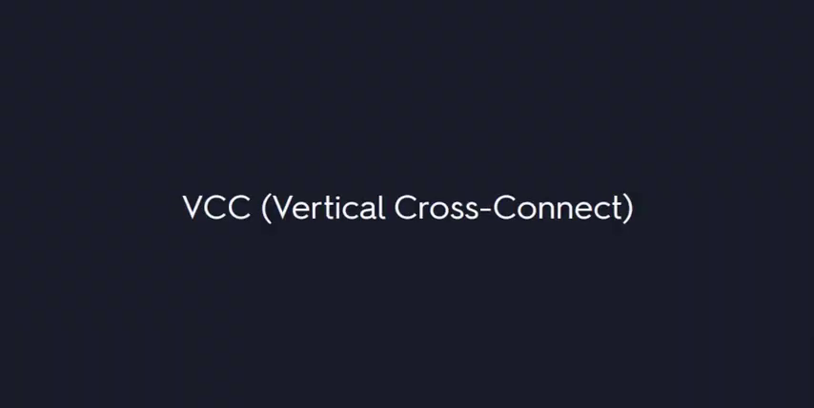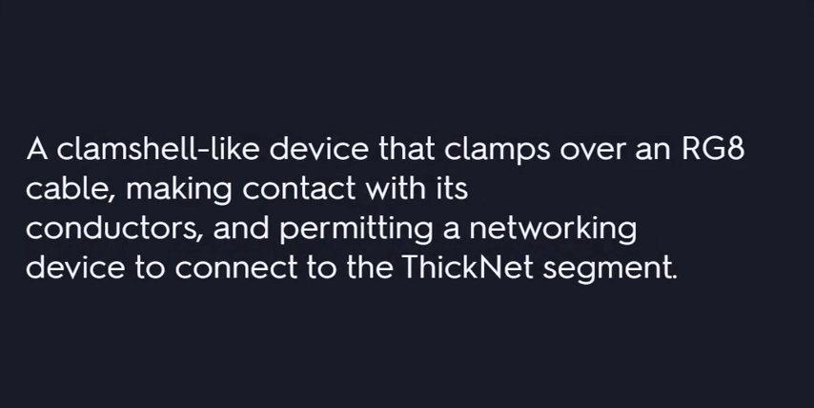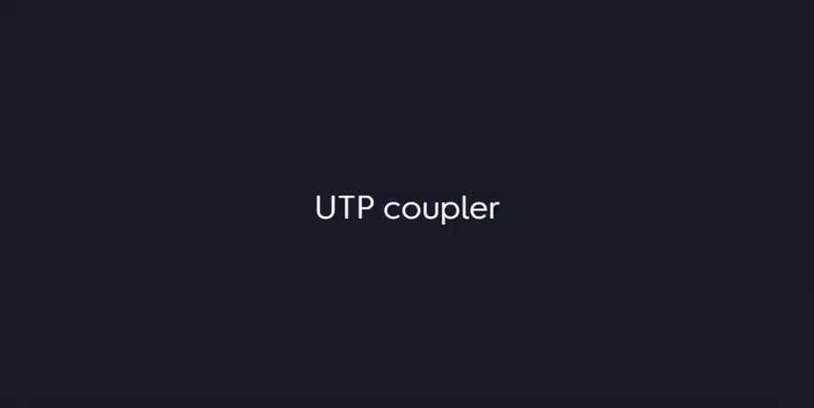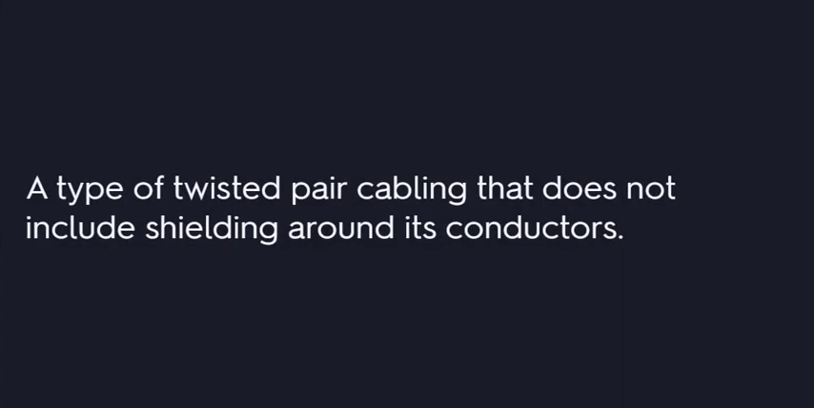VCC. A clamshell-like device that clamps over an RGA cable, making contact with its conductors and permitting a networking device to connect to the thick net segment. Vampire tap. A device that enables you to connect two UTP cables together to form a longer cable. UTP coupler. A type of twisted pair cabling that does not include shielding around its conductors.